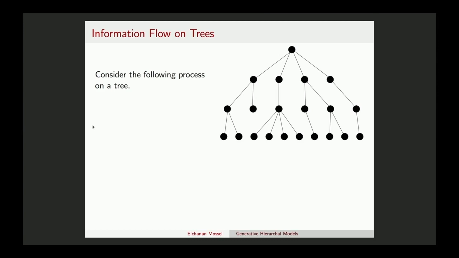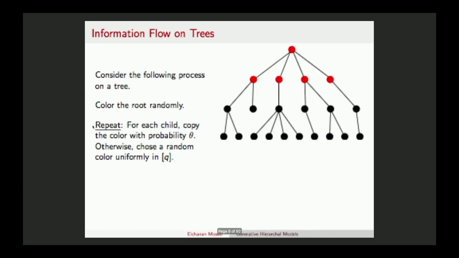There's going to be a process on the tree. There's going to be some finite set of colors, q possible colors. The root gets a color chosen uniformly at random from the q possible colors. Then I'm going to repeat the following process. For each child of each node, I look at the parent of that node, and I copy its color with probability theta. Theta is some positive probability. Otherwise, if I'm not copying, I choose one of the other colors uniformly at random.